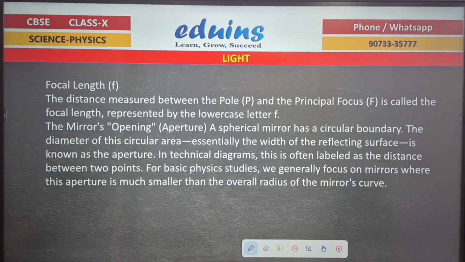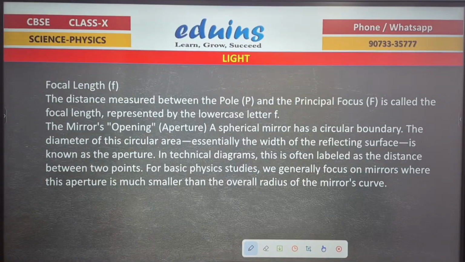The distance measured between the pole and the principal focus is called the focal length. So we know what the principal focus is. The length of the focus, from the pole to the principal focus, is known as the focal length. In simple terms, the distance measured between the pole and the principal focus is called the focal length, represented by the lowercase letter f. F stands for focal length.